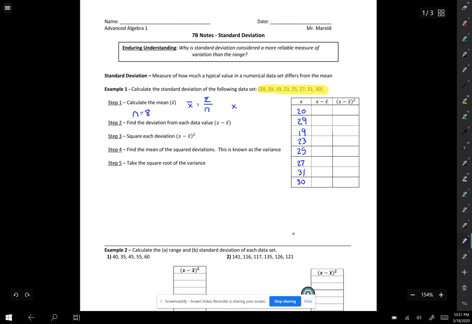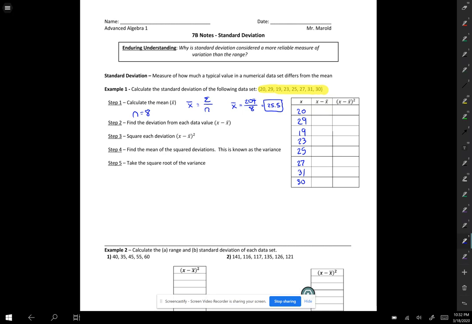So in this case, our mean is 204 divided by 8, which comes out to be 25.5. That's the value we're going to be using. That is our mean for the set, and standard deviation bases everything off of the mean. So that's step 1. We calculated the mean. Step 2, we're going to find the deviation from each data value, meaning we're going to take each value and subtract the mean.